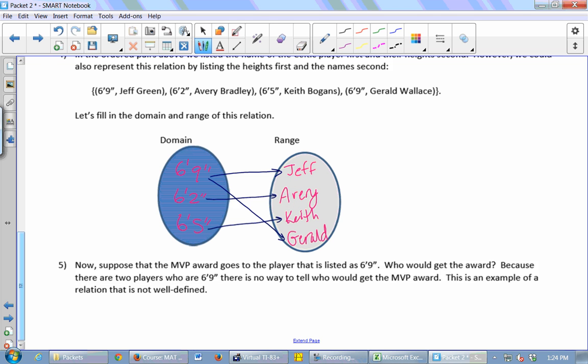All right, now suppose that the MVP award is going to go to the player that's listed at 6 feet 9 inches. Who gets the award? Yeah, either Jeff or Gerald. There are 2 players who are listed at 6 feet 9 inches. There's no way to tell who's supposed to get the MVP by that description, right? So this is an example of a relation that is not well defined. You can't just pick an item from the domain and have it be paired with exactly one item from the range. We say that that's not well defined.